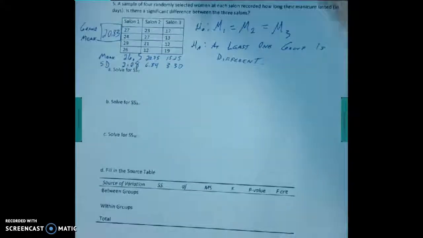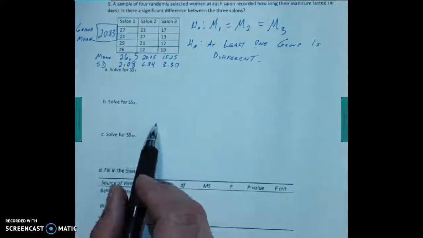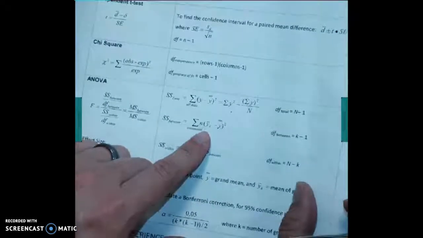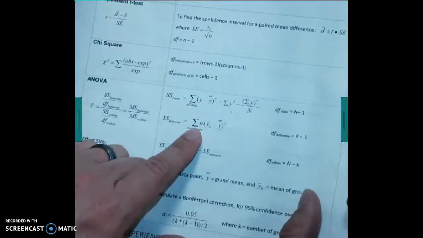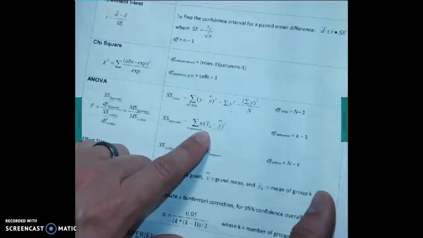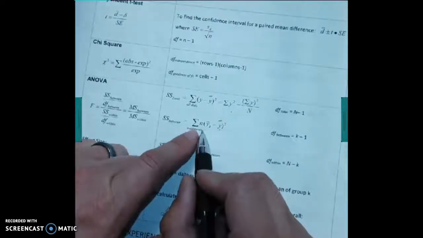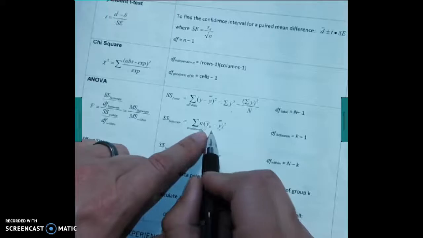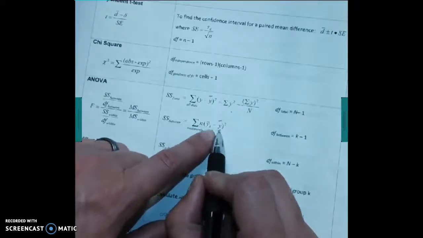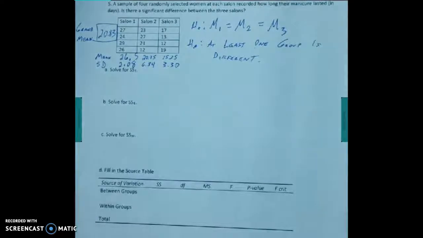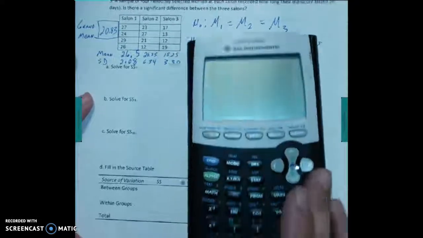Let's start with the sum of squares between, which was this formula here: the sum of the group sample size times the group mean minus the grand mean, squared. Since we have 3 groups, we'd have to do that 3 times. I'm not real interested in doing that.